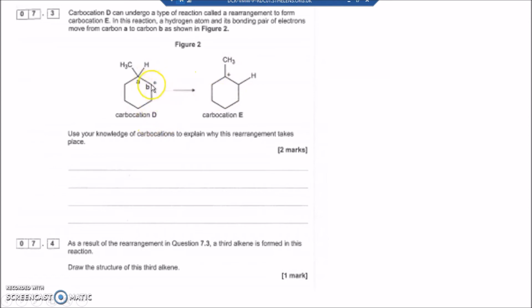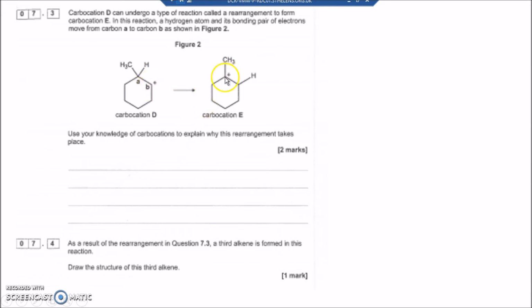Well, let's have a look at this plus charge here. This carbon here on this corner has got a carbon down here and a carbon here, a carbon either side of it. So this C plus, a carbocation, has got two carbons, one either side. It's a secondary carbocation. Secondary means that there's two carbons bonded to the C with the plus.